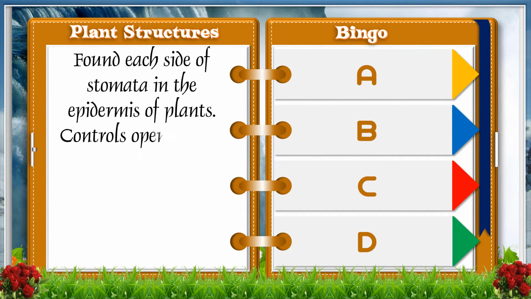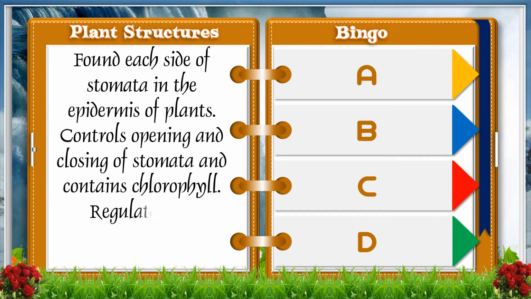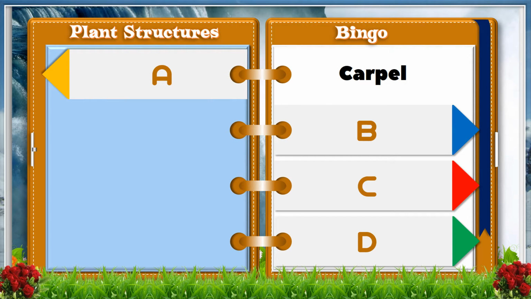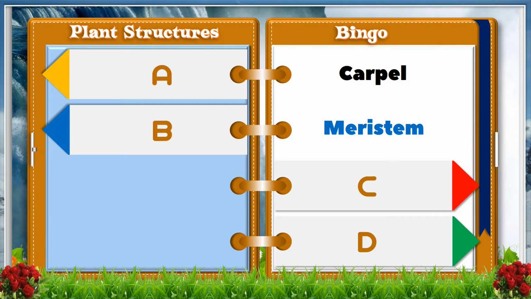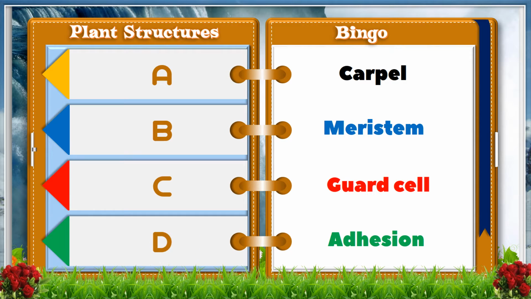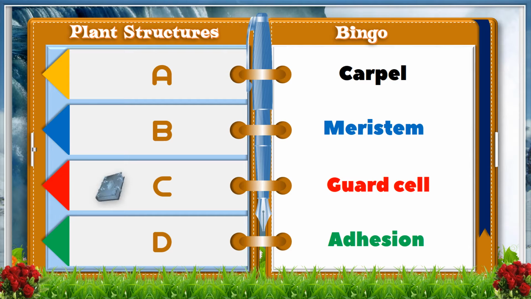Found each side of stomata in epidermis of plants. Controls opening and closing of stomata and contains chlorophyll. Regulates gas exchange and transpiration. A. Carpel. B. Meristem. C. Guard cell. D. Adhesion. And the answer is C. Guard cell.